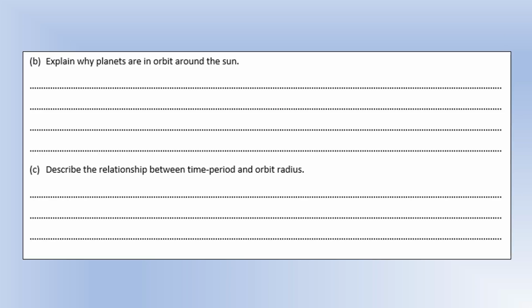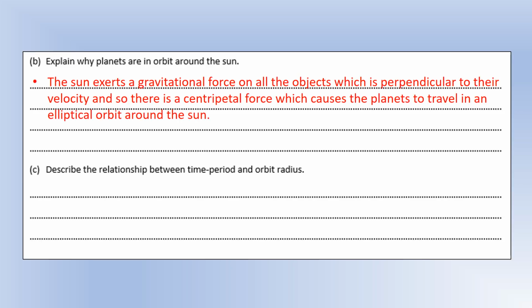So first of all, we need to think about why planets are actually in orbit around the Sun, and we can use some of our knowledge from circular motion to get an idea for this. The Sun exerts a gravitational force on the objects in the solar system, and this force is always perpendicular to their velocity, so it's a centripetal force. And what that does is it causes the planets not to move in a circle because their speed and their radius changes, but it makes them move in an elliptical orbit around the Sun.